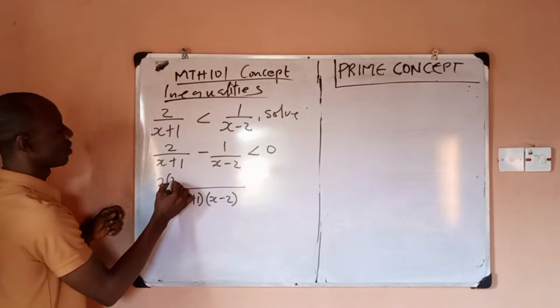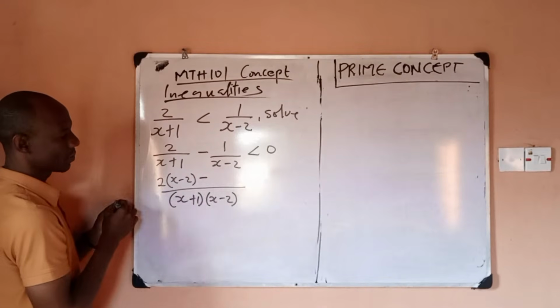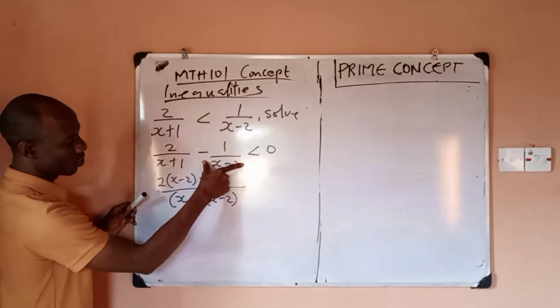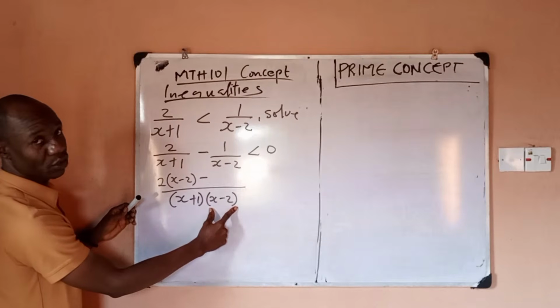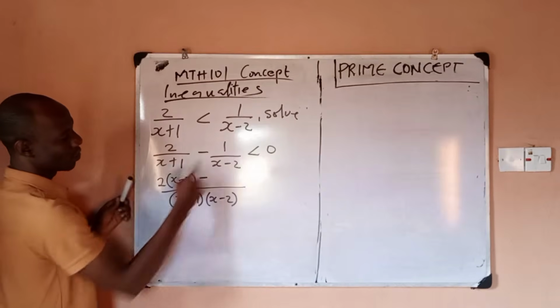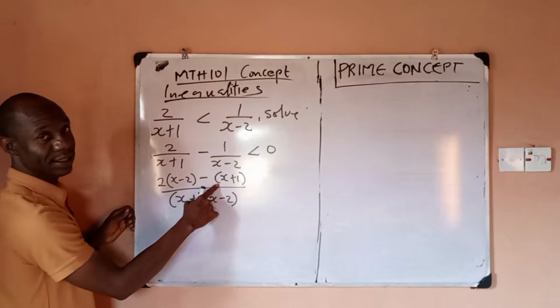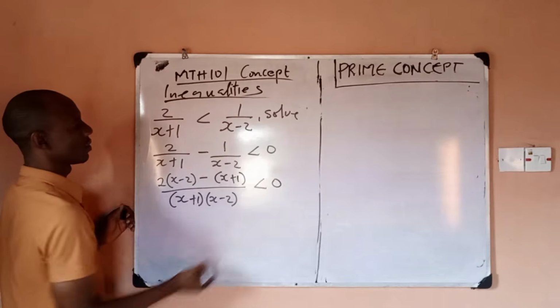We're going to have 2 into x minus 2, right? Yes, now I have minus. X minus 2 will cancel x minus 2, right? Yes, you are left with x plus 1. X plus 1 times 1 is still x plus 1. Did you notice I used brackets? Yes, less than what? 0.